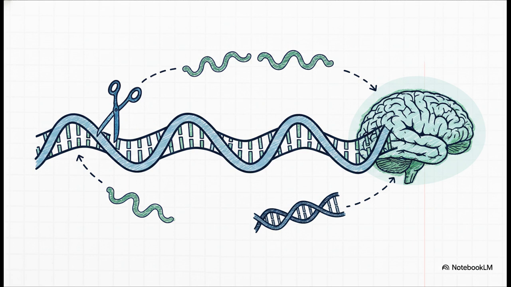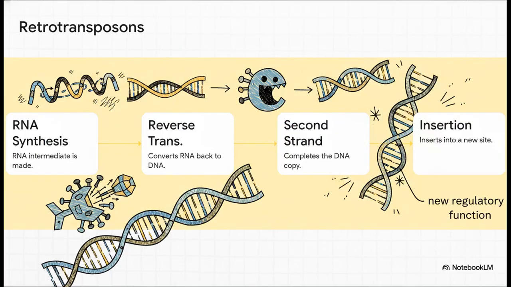And what's really fascinating here is that researchers have found L1 sequences to be highly active in the developing brain. They potentially give us the immense diversity of neuronal cell types that we completely rely on for complex thought. Let's actually look at the molecular mechanics of how retrotransposons move, because they act exactly like retroviruses to copy and paste themselves all over our genetic manuscript.